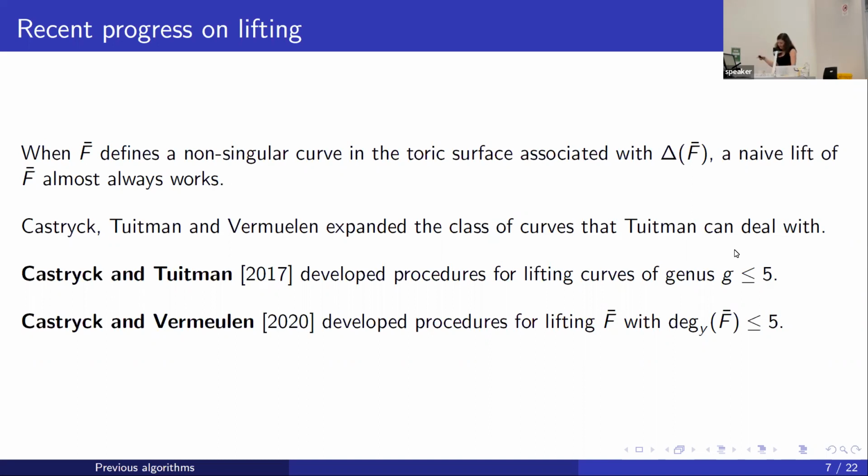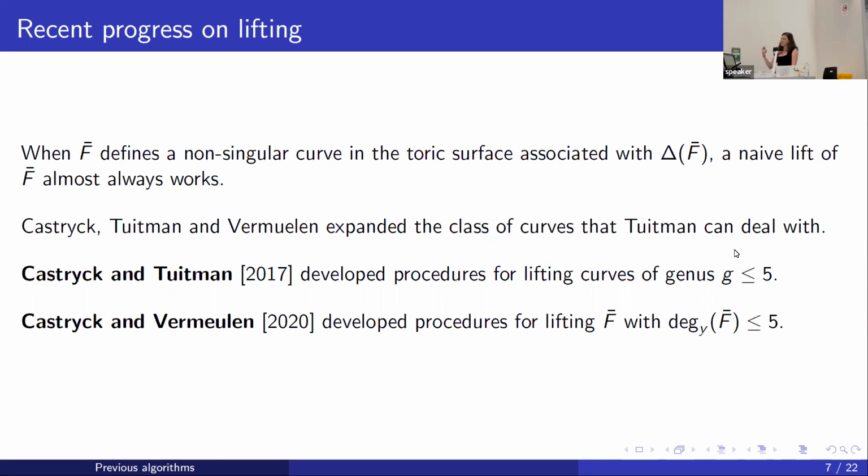In 2017, at the time Teichmann provided the implementation in Magma, Kastrick and Teichmann had written a paper with lifting procedures developed for curves of genus at most 5. This was included with his implementation in Magma. And more recently, Kastrick and Vermeulen in 2020 published a paper, and along with that paper, some Magma code with procedures for lifting inputs that have y degree at most 5. That is, for lifting inputs with low gonality at most 5.